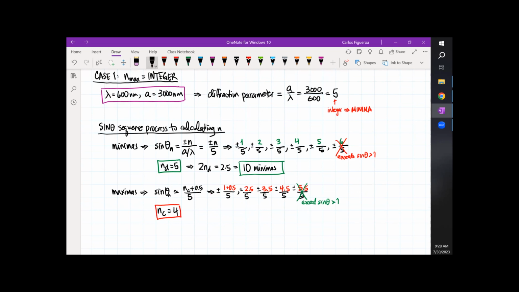Now I start counting, and there are a couple of ways to do this. This would be 1 plus 2NC. The 1, of course, is for the central max. So if I plug this in, I'm going to get 1 plus 2 times 4. That gives me 9 maximas.